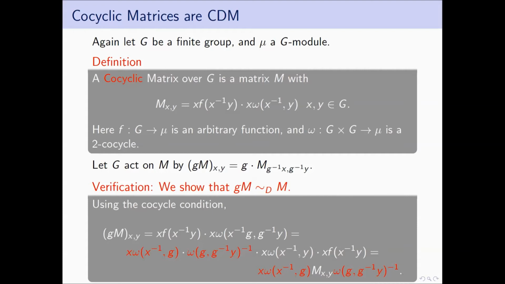And this is the way cocyclic matrices are defined using a cohomology 2-cycle and a fixed function. And here we show that if we take such a matrix constructed in this way, and we discuss the matrix after being acted upon, the difference between the original matrix and the new matrix is just two elements. One of them depends only on x, and one of them depends only on y. So this is exactly the definition of cohomology developed matrix.